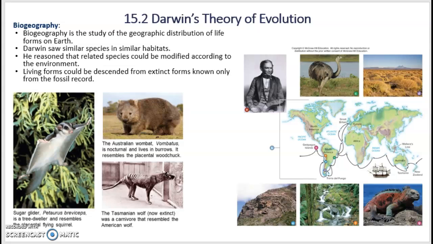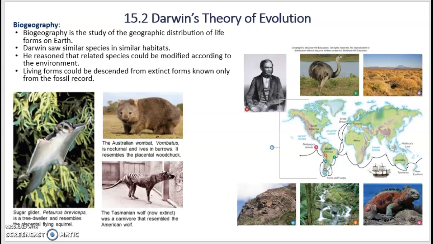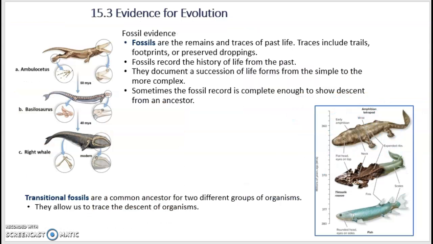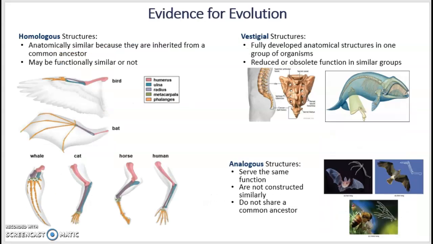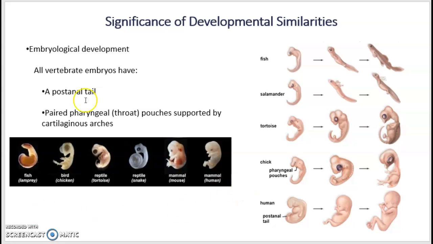All right, let's keep looking at the evidence for evolution. We've already gone through biogeography evidence, fossil evidence, anatomical evidence, and now we're going to look at embryological evidence. So how are we similar in our embryological development? First of all, vertebrate embryos have a post-anal tail and paired pharyngeal or throat pouches, which is crazy.